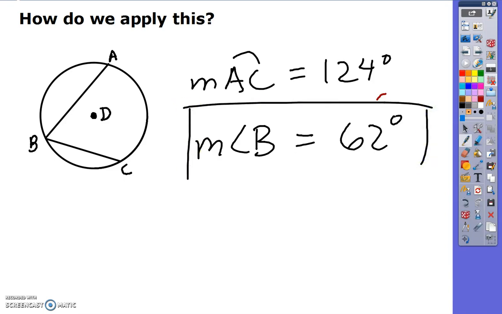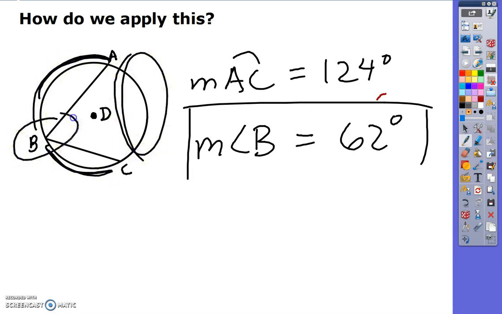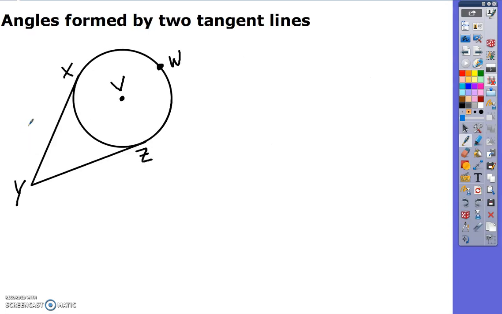If we are given this piece of information and that piece of information, then we can find this piece of information, which will lead to that piece of information, all that kind of stuff, which was all over your homework. So hopefully you've kind of played with it a little bit. That's the idea.